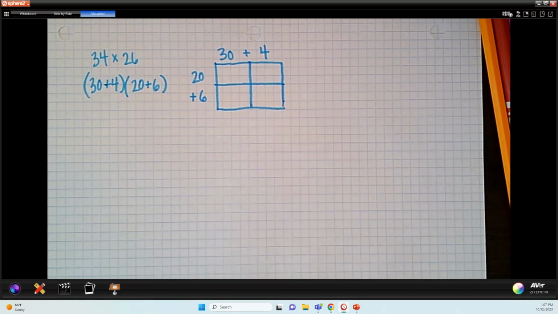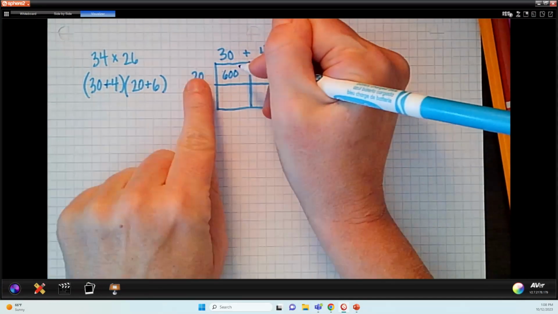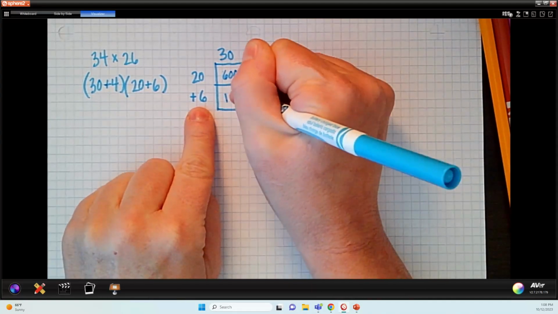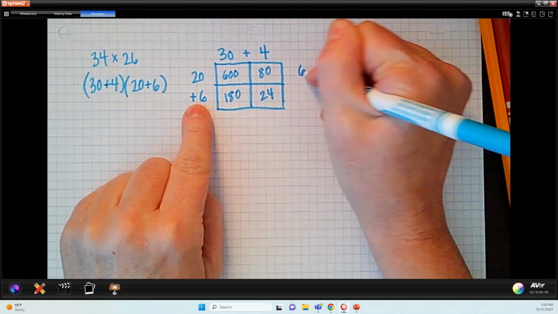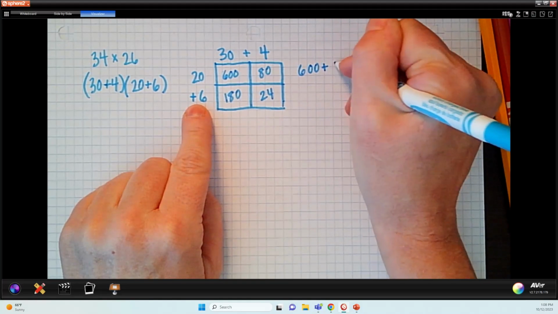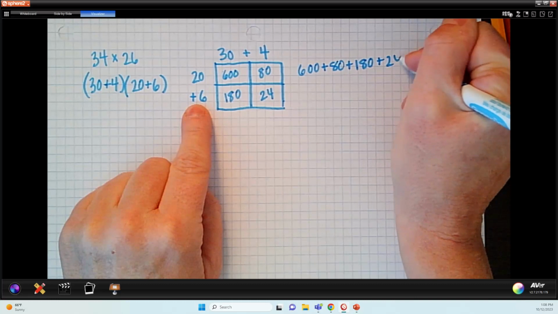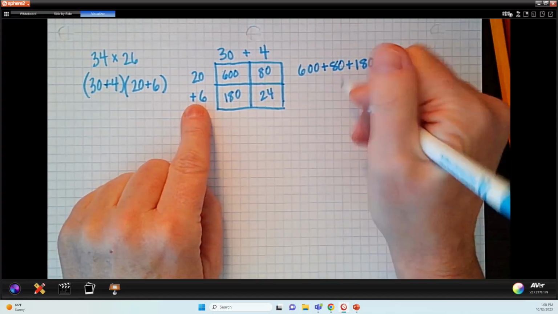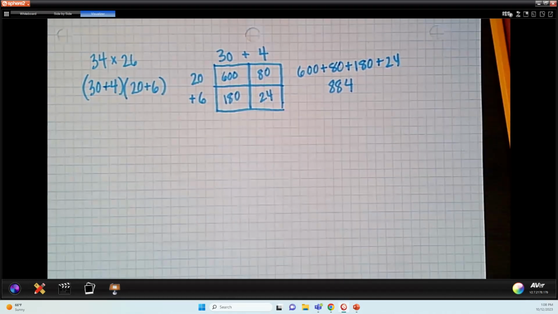So again, most of you are looking at this going, oh my gosh, I remember doing this. 20 times 30 is 600. 20 times 4 is 80. 6 times 30 is 180, and 6 times 4 is 24. And then your teachers would have you add all this up along the side. This is called combining like terms, folks. The thing is, they're all the same terms. So when you add them all up, you get the answer 884. Okay? You did this back in elementary school.